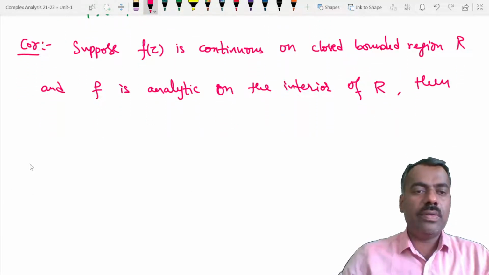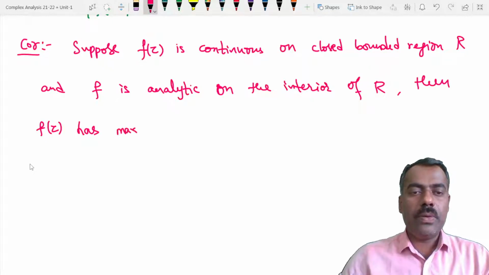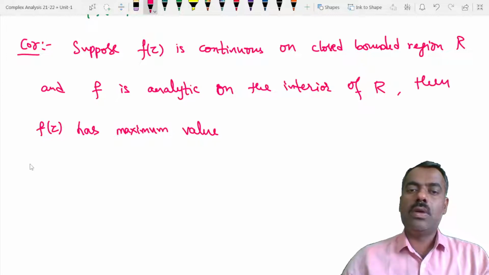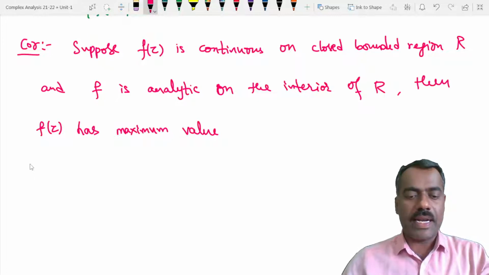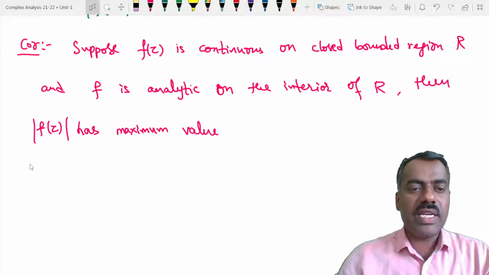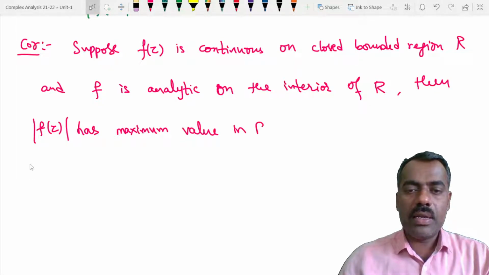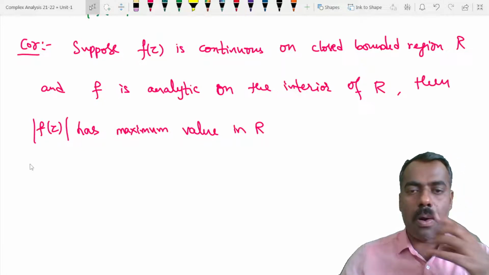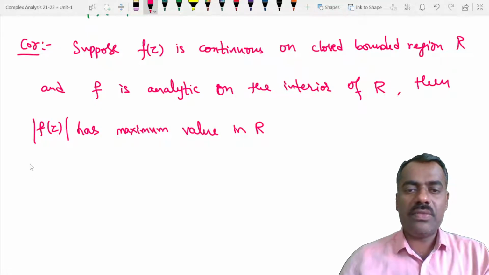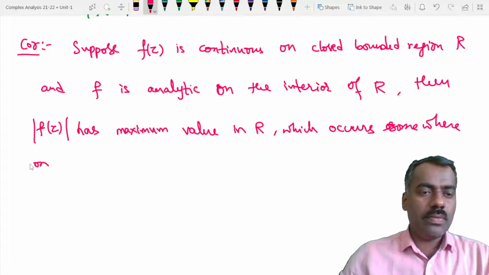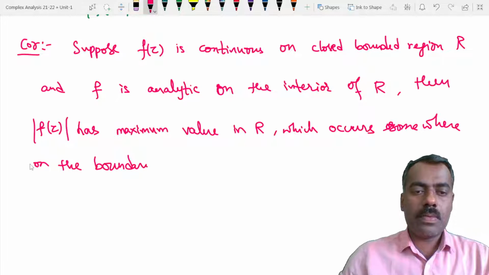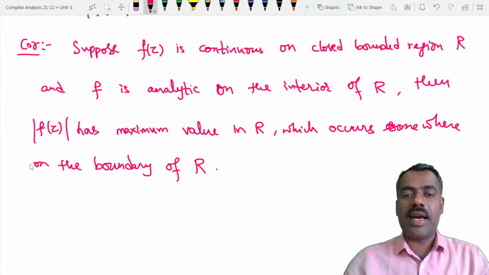f of z has a maximum value on the boundary of R, not inside R. Here we write mod f of z: then mod f of z has a maximum value in R which occurs somewhere on the boundary of R, but not inside R, okay, fine.